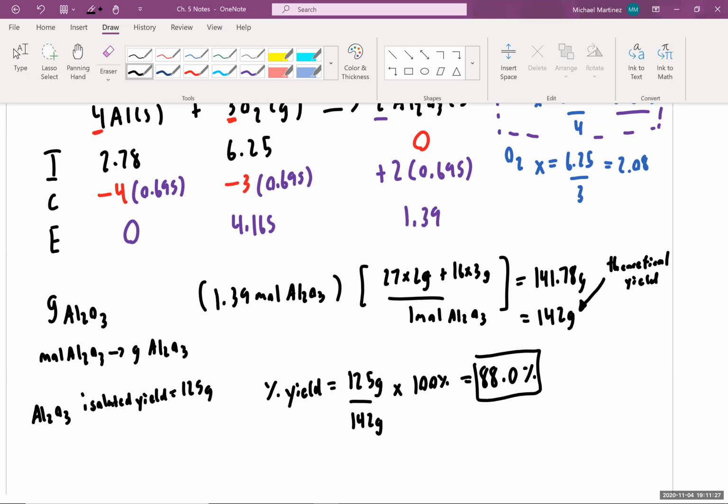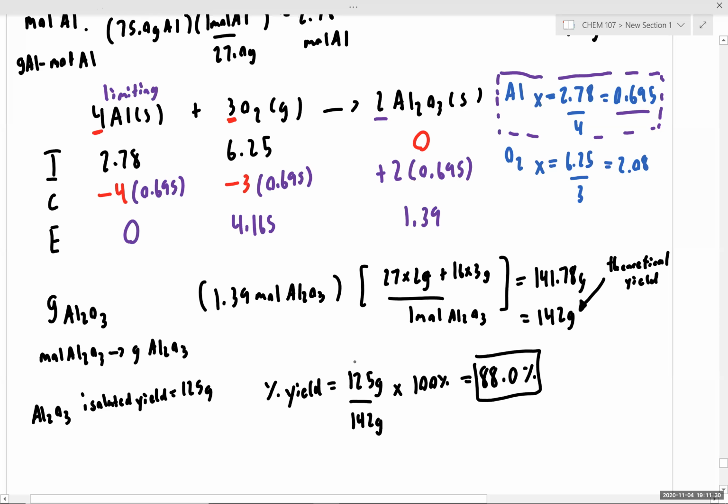Professor, how do you get the 88.0 again? So we take the isolated yield, which is given in the problem as 125 grams, over the theoretical yield, which is how much product we would expect to see if all of our limiting reactant was completely consumed and we had a 100% efficient reaction. Does that make sense? But do you divide that and then multiply by? Yep, so you take the isolated yield divided by the theoretical yield times 100. Okay, thank you. Does that address your question? Yes, thank you.